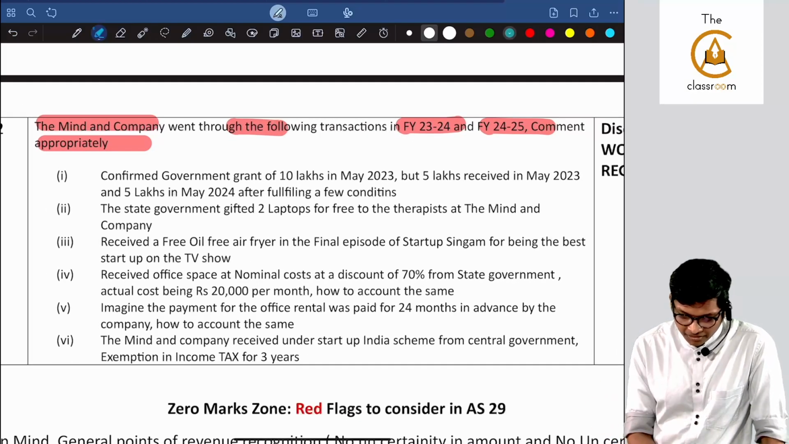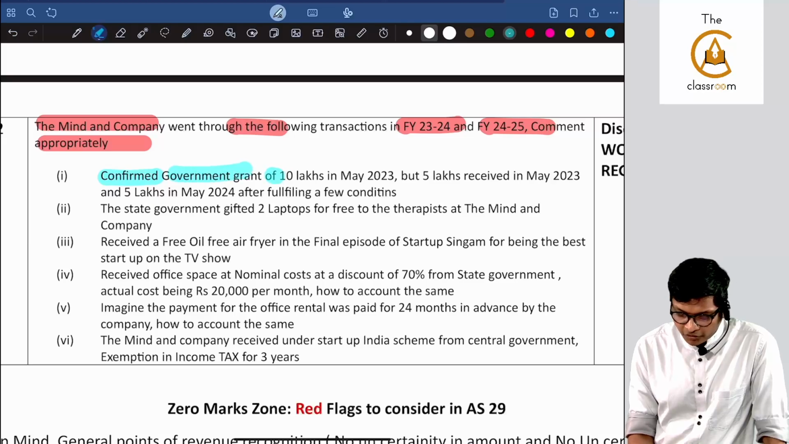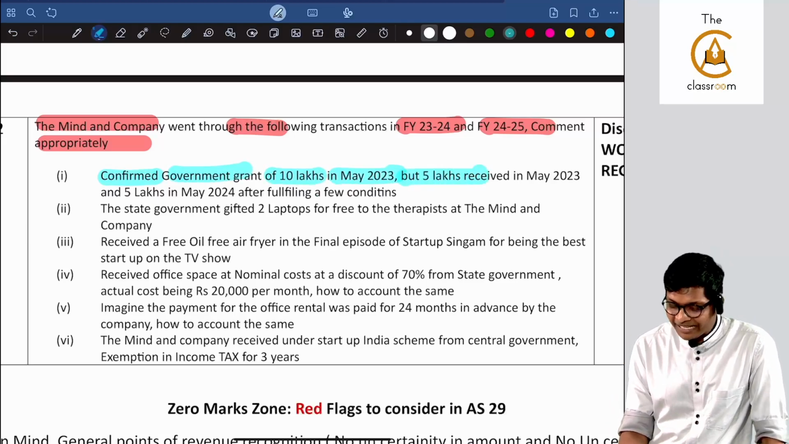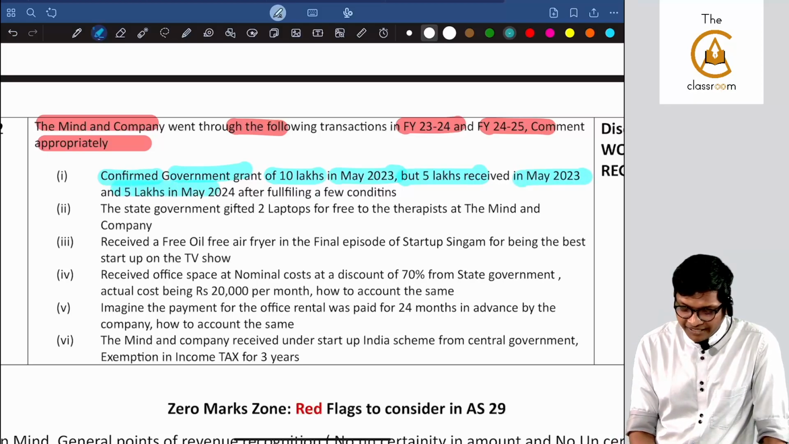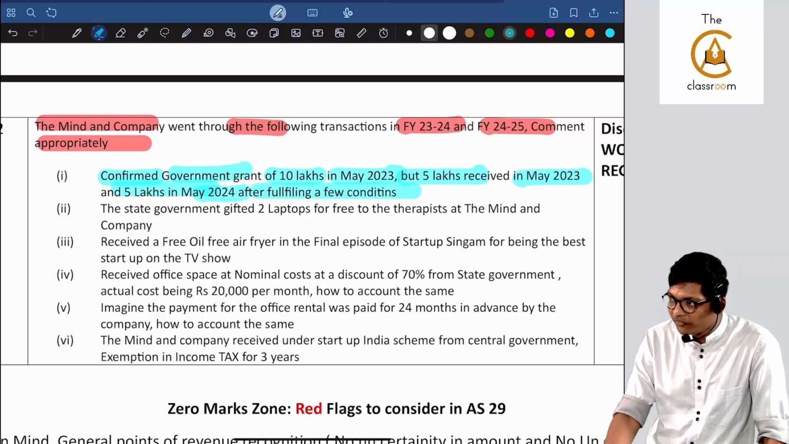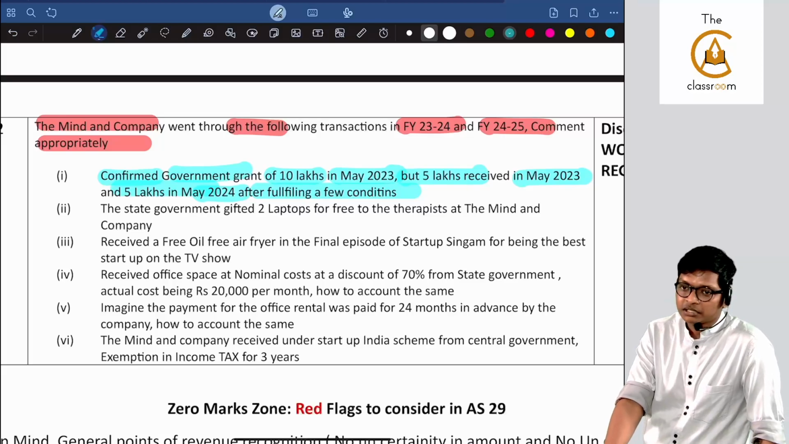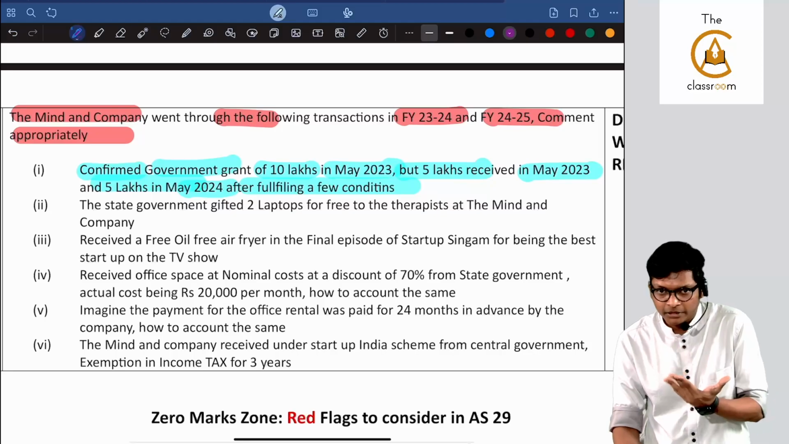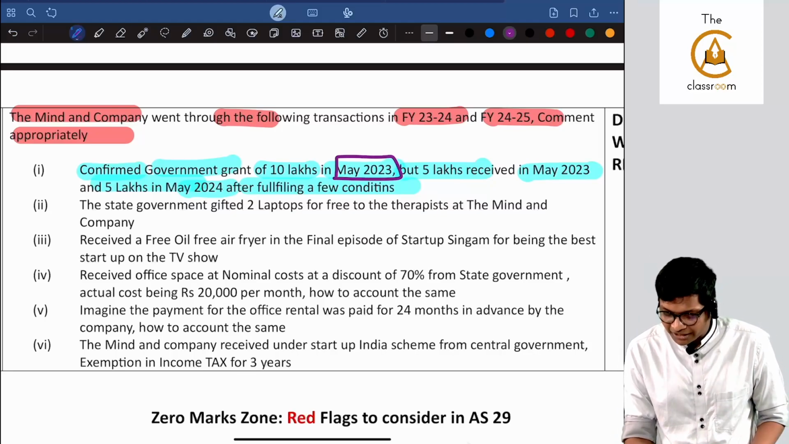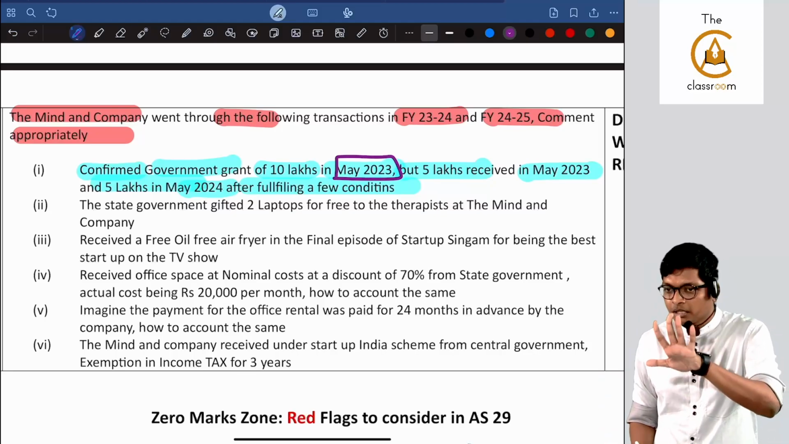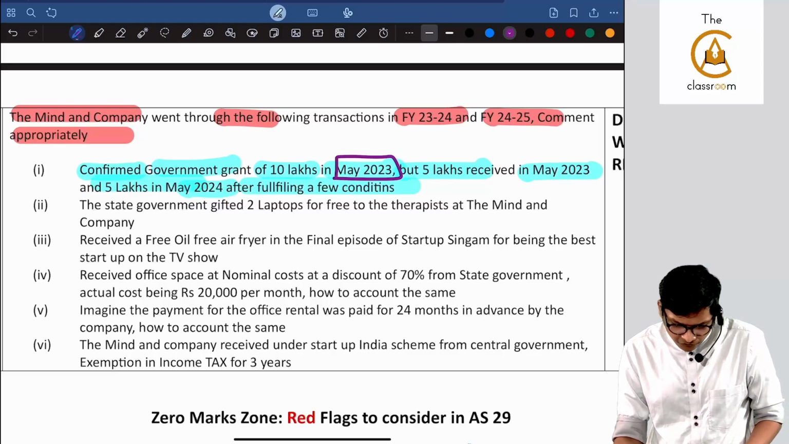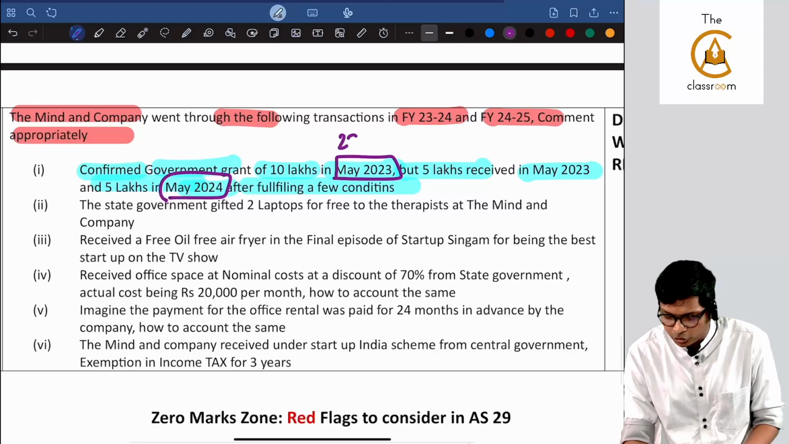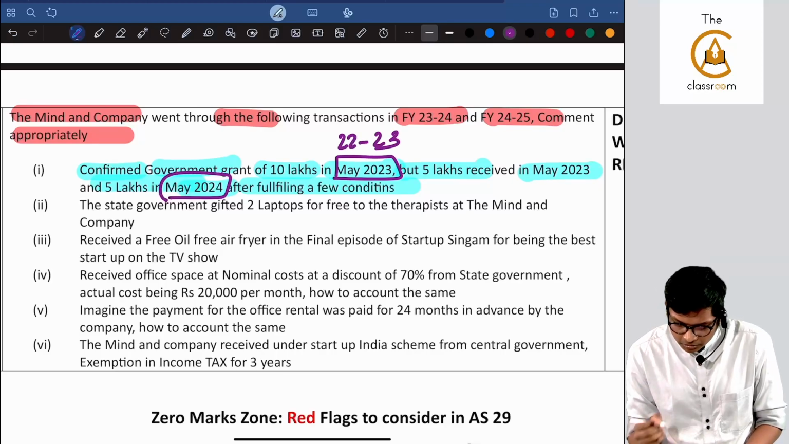First one: confirmed government grant of 10 lakhs in May 2023 for us, but 5 lakhs is received in May 23 and 5 lakhs is received in May 24 after fulfilling a few conditions. When should I account? Actually, what happened to my company? We got the grant in May 23, but in May 23 I got only 5. In May 24 I got the remaining 5 lakhs. 2 different financial years. First is 22. Next is no.